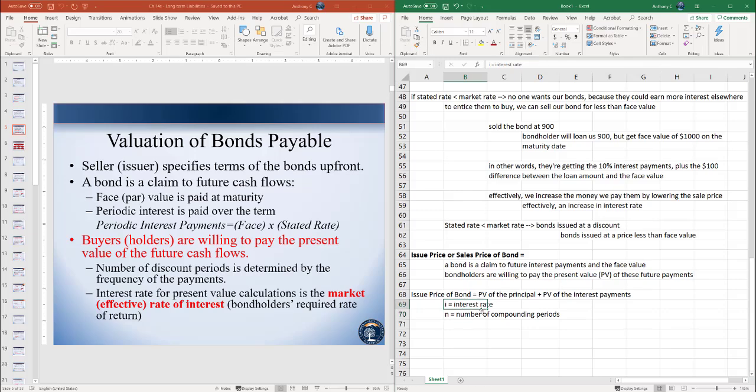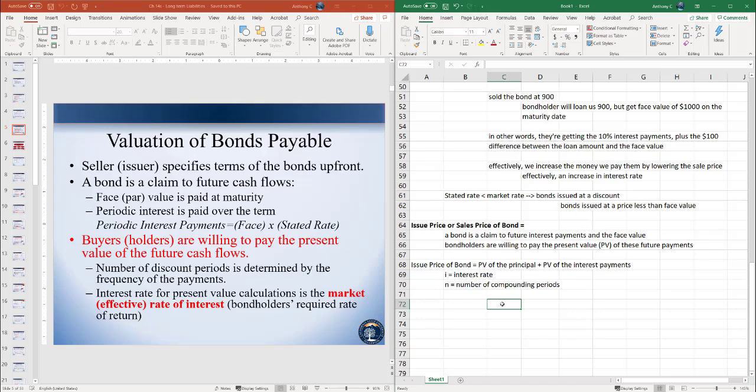Now the interest rate we assume, in order to calculate the issue price of a bond, is the market rate of interest. Again, the market rate of interest is our bondholder's required rate of return. So by calculating the present value of the principal and the present value of the interest payments using the market rate of interest, we can set the issue price of the bond so that it effectively increases the interest we're paying to match the market rate of interest.